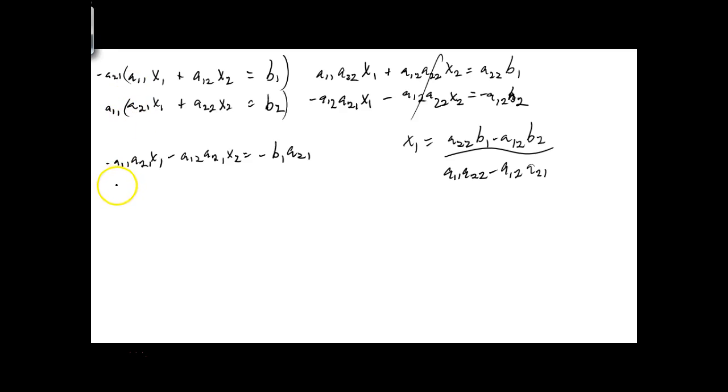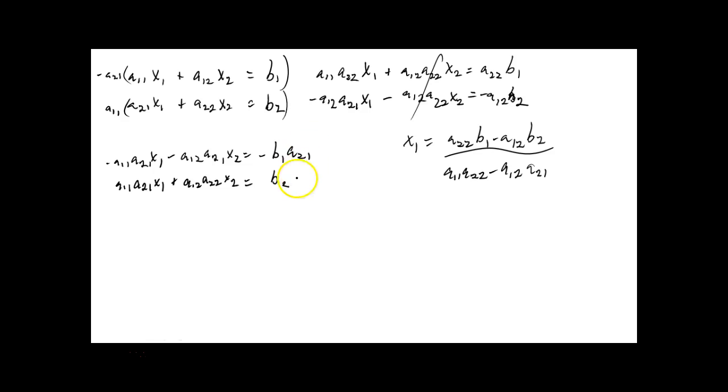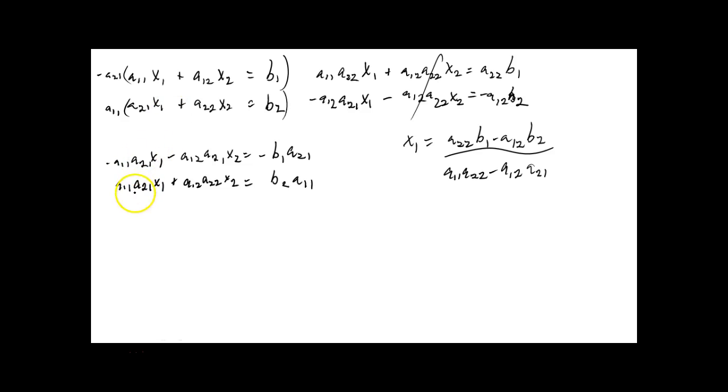Okay, the second equation is A11 A21 x1 plus A12 A22 x2 equal, they do write the B first, B2 A11. Now, this time you see the first terms are eliminated. You add them, they go to 0. So that gives you A12 A22, I'm going to leave off the x2 for now, factor it out.